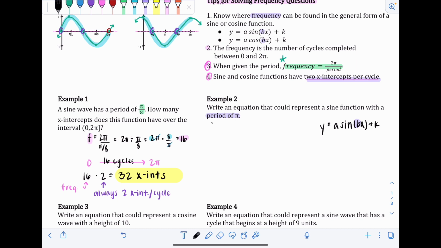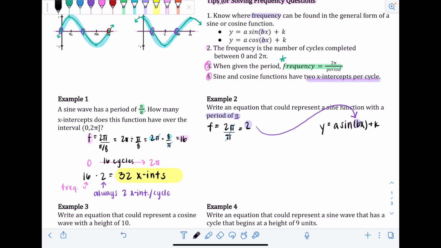So I'm going to move this over. So we want to find our frequency. I'm going to say f for frequency equals 2 pi over the period, which is just pi right there. So 2 pi over pi. Anything divided by itself cancels out, so pi and pi cancel each other out, and then we're just left with that 2. So that 2 is the frequency, and that's what goes in for b, because b is the frequency.